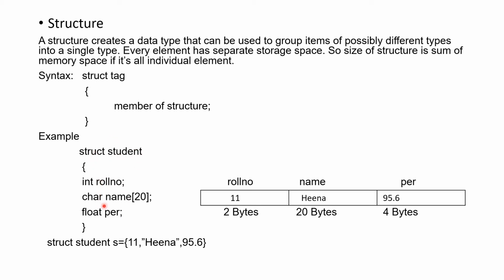Now how is the memory allocated for the structure? First thing is, when you only write this structure declaration, at that time memory is not allocated. But when you declare a variable of type structure, then only is memory allocated. Now we will see how memory is allocated. Suppose you store one record which contains roll number equal to 11, name Hina, and percentage 95.6. So these are the values. How is memory allocated for the structure?